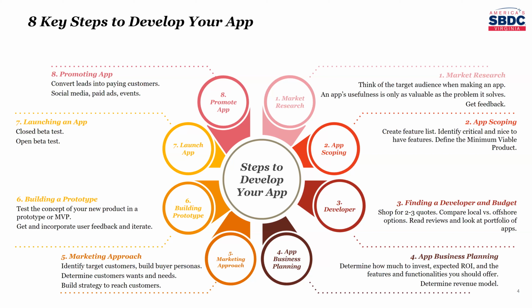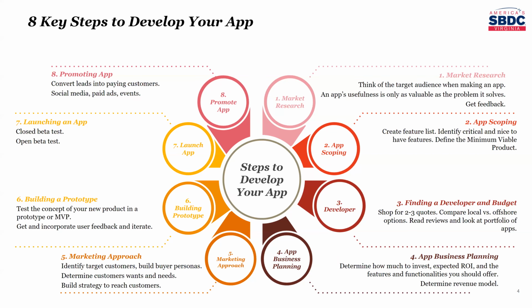Step number 6 is you're going to build a prototype. A prototype is also called an MVP. And this is when you're going to have a working version that you at least are testing yourself on your own phone or the phones of trusted friends and colleagues who are going to give you realistic feedback. And you're going to incorporate this feedback, work with your development team, and iterate on the app.